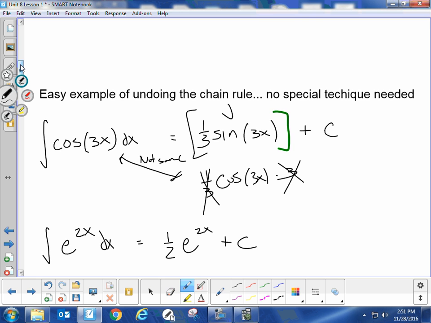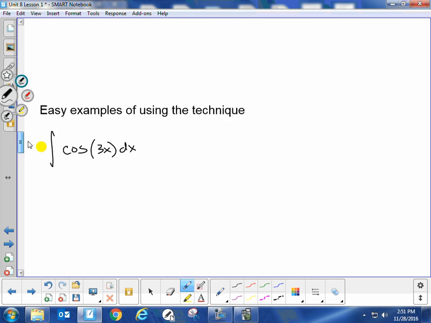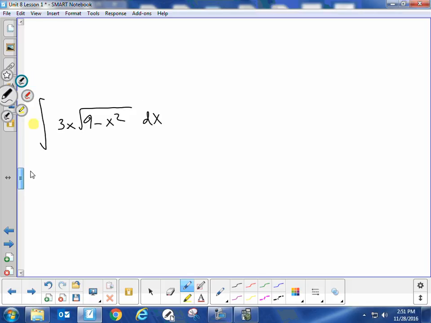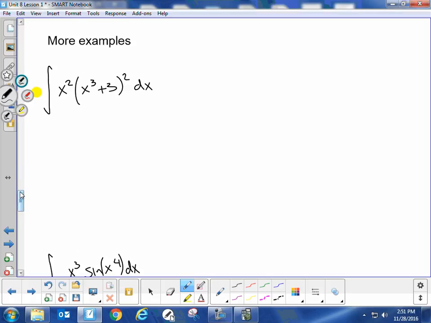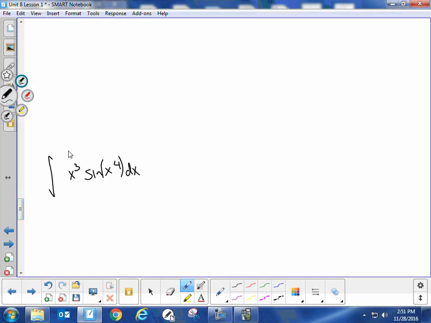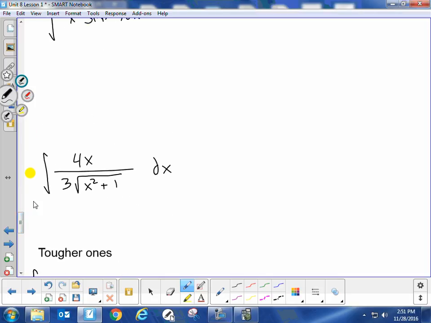Well, let's say we couldn't figure it out, or we had something that is more difficult like this. It's not obvious what to do here. It's not obvious what the antiderivative is. I don't even know where to start. We have something like this. I don't know where to start here. I'm going to need a technique for these specific antiderivatives.